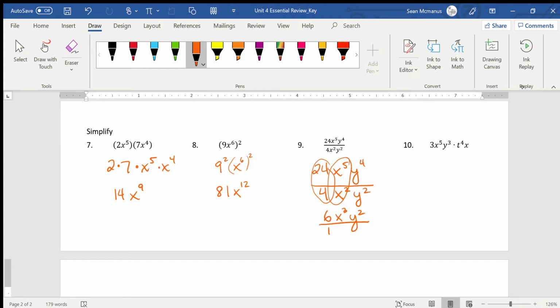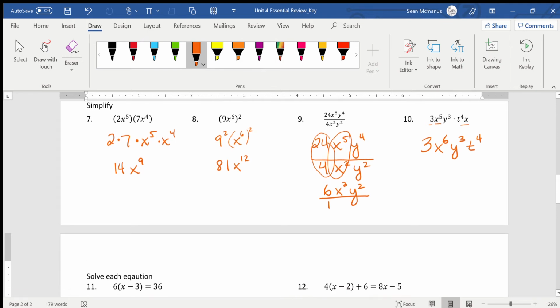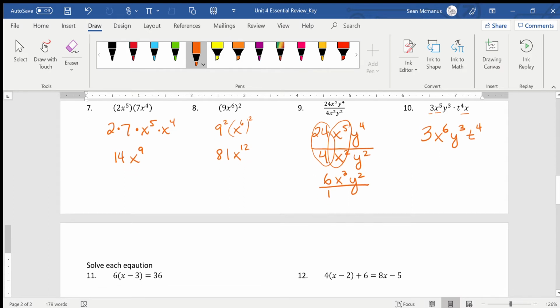And then finally over here, I'm multiplying all these things together. So I'm going to find the numbers and multiply those. Well, I just have a 3. Then x to the 5th, y to the 3rd, t to the 4th, x. Well, I've got 5 x's and 1 x being multiplied, so that's a total of 6. And then this other stuff doesn't have any other. There's only 1 y and 1 t term. All right, that's it. Simplifying expressions with our exponent rules.